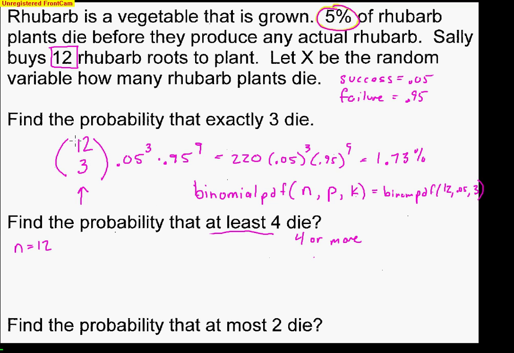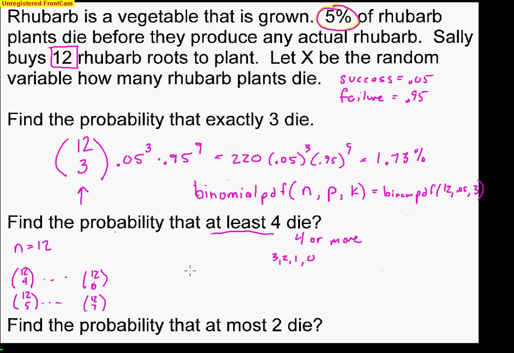That means I have to do all of this work that I just did up here that many times. I'd have to do 12 choose 4, figure all that out. 12 choose 5, figure all that out. 12 choose 6, figure all that out. 12 choose 7, figure all that out. That's a lot of work. I'd much rather think of the cases that I don't want, meaning the opposite of 4 or more, which would be 3, 2, 1, or none. That would only be 4 calculations as opposed to a lot more.